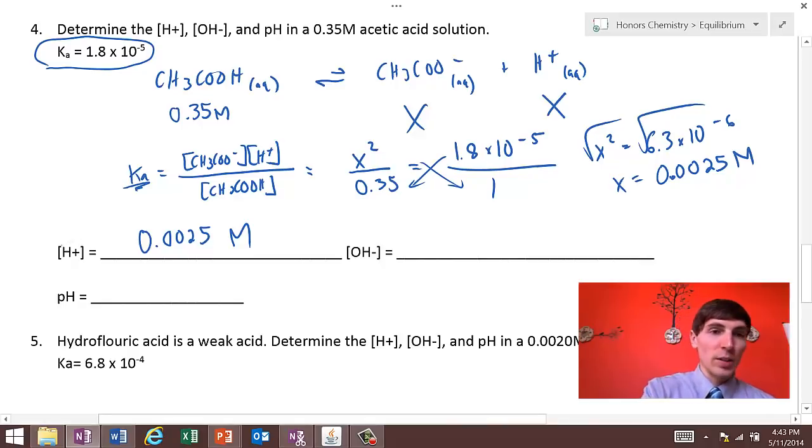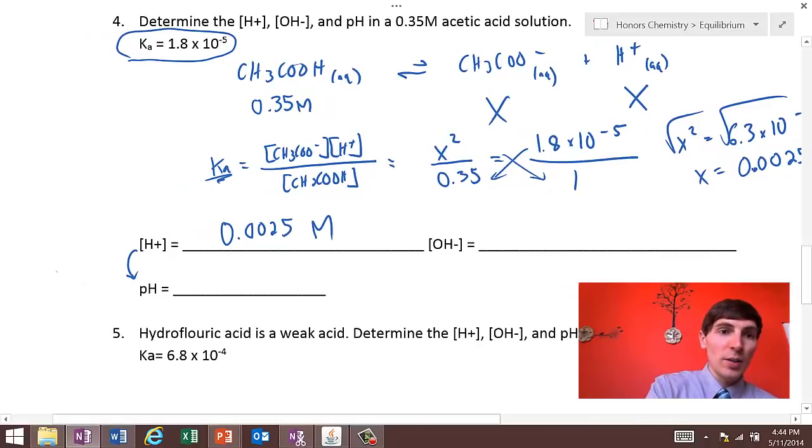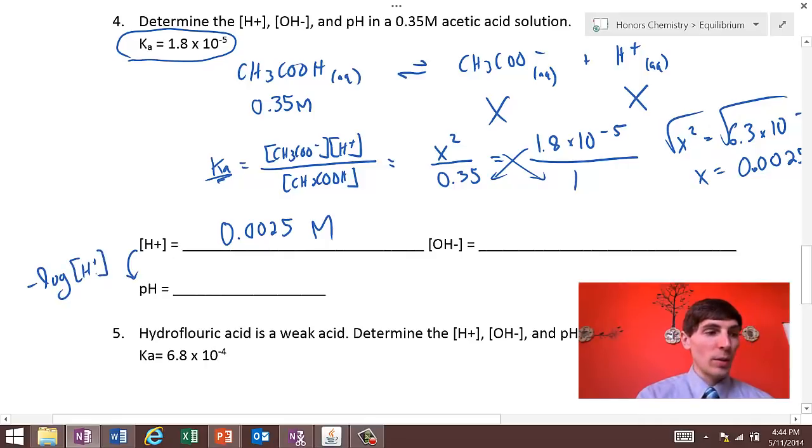So let's do the first one, to go from H plus to pH. What am I going to need to do there? To define pH, we're just going to take the negative log of our H plus concentration. So I'm going to punch that on my calculator, and we'll get the pH as being, with 2 sig figs, 2.60.